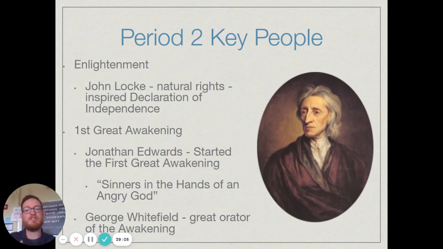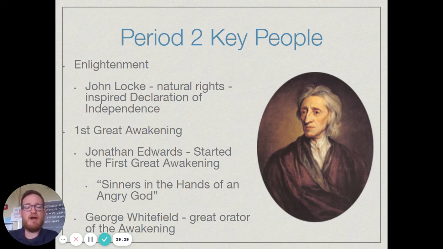The Enlightenment, we just talked about John Locke. Again, his views of natural rights, life, liberty, and property, which Thomas Jefferson would change to life, liberty, and the pursuit of happiness. But again, he is one of those major inspirations behind the Declaration of Independence, as well as Thomas Paine, who actually spells out the reasons for the American colonies to declare independence.